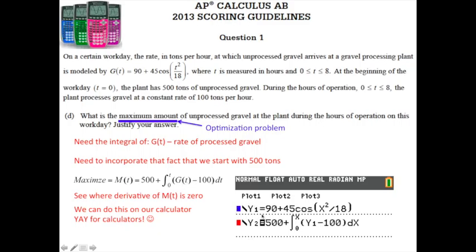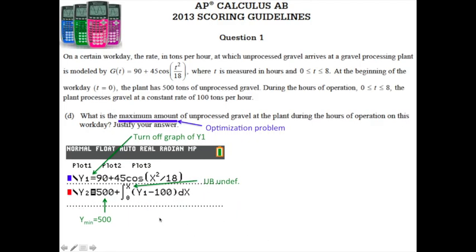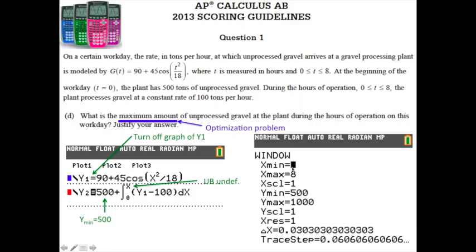Notice I turned off this one because I don't need it. I just need to maximize this. We're optimizing this relationship, so we're looking for that hill. I turn off Y1. I leave this undefined so it graphs it as a function. I start at 500 and then I accumulate this. When I graph that, I'm going to set my window from 0 to 8. I'm going to start my Y min at 500, and I arbitrarily decide to go up to 1,000. Hopefully that will be enough, and I won't have to adjust that.